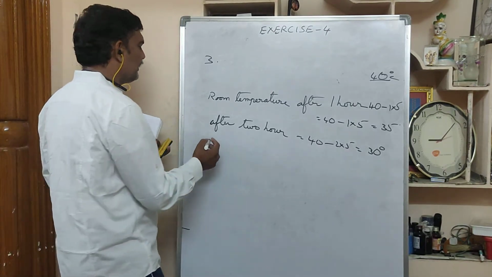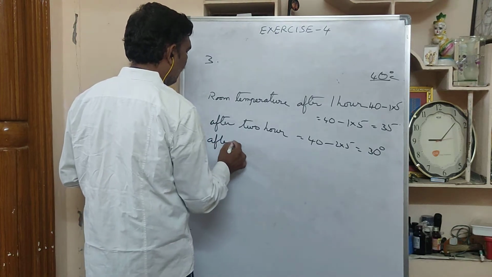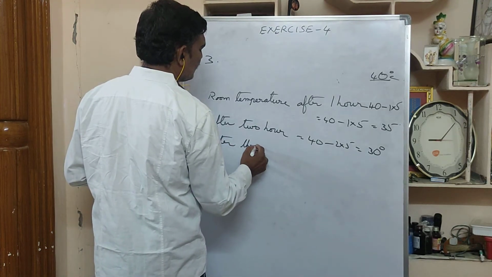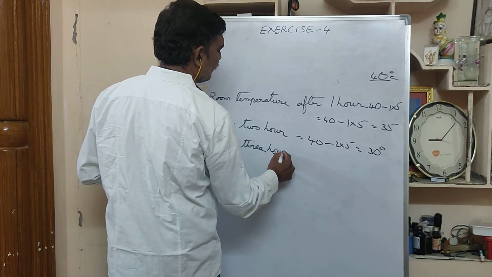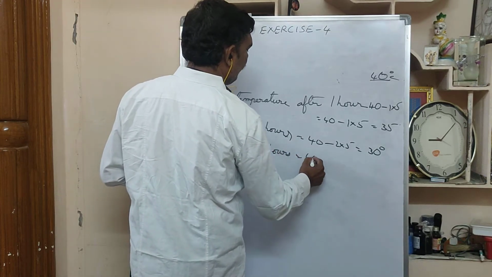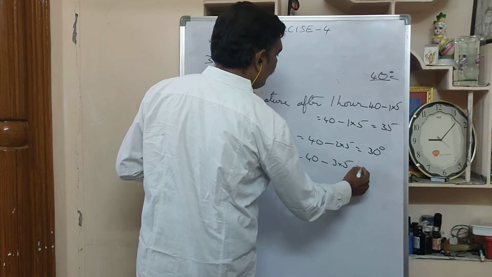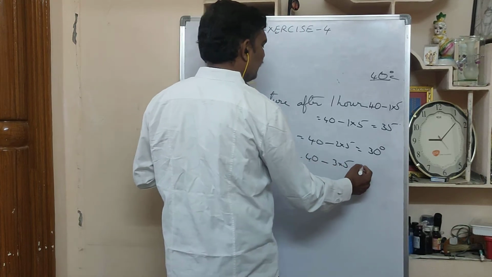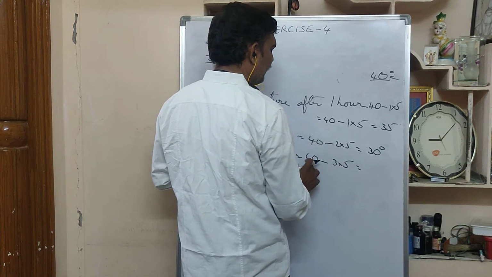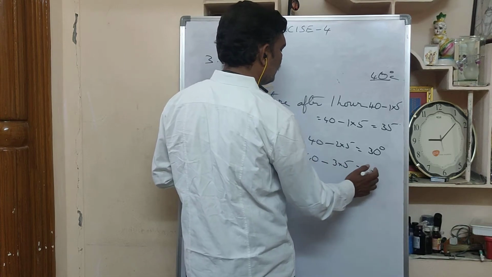Like that, after 3 hours, what do you have to do? Say 40 minus 3 into 5. 3 5s are how much? 15. 40 minus 15 is how much? 25.